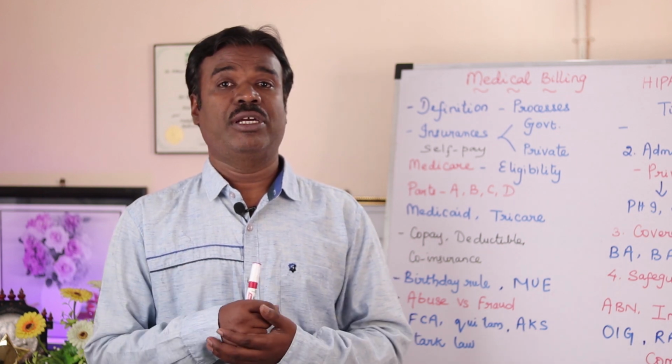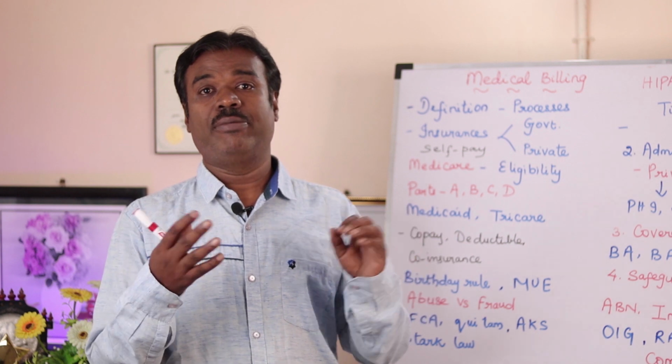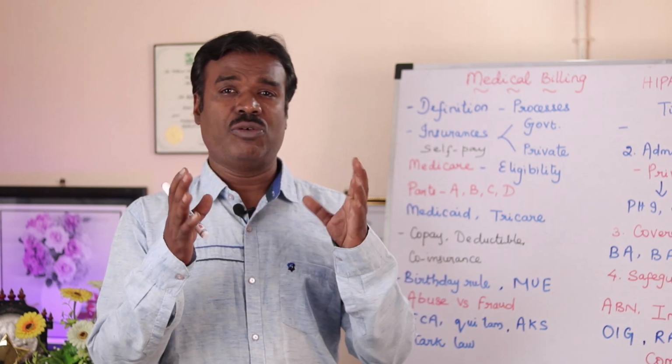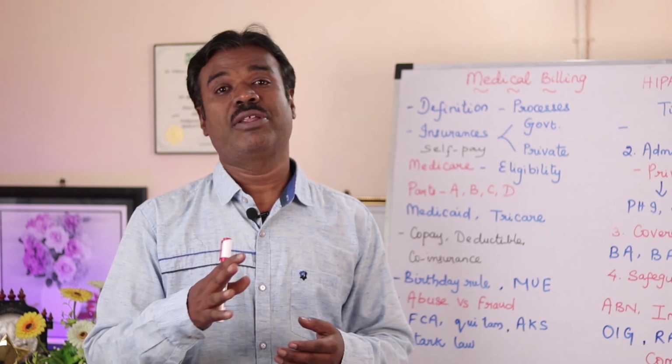Next is administrative simplification. This is very important. Title 2 talks about administrative simplification. Here there are so many rules that we are going to see. Most importantly, we are going to see the privacy rule.